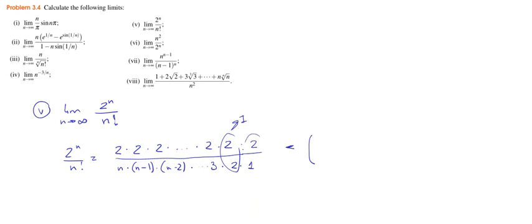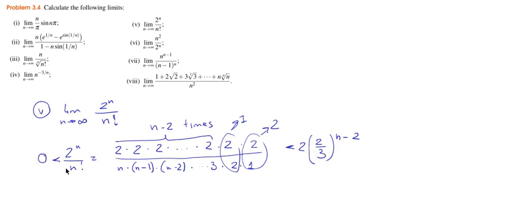2 over 1, which is 2. Okay, so this is smaller than 2 times, and then 2/3 over n minus 2. Sorry, 2n minus 2, right? So there are n minus 2 terms here, right? So this is smaller than this. This is greater than 0.